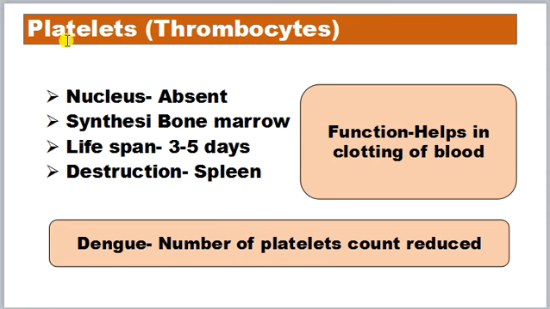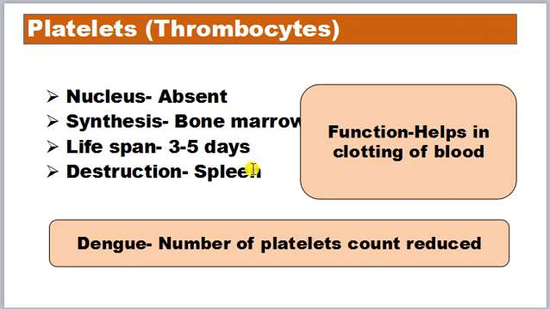Now move on to the platelets. It is the third kind of cell which is present in our blood. It is also known as thrombocyte. Here the nucleus is absent in platelets, and their synthesis takes place in bone marrow. The platelet lifespan is around 3 to 5 days, and its destruction takes place in the spleen.